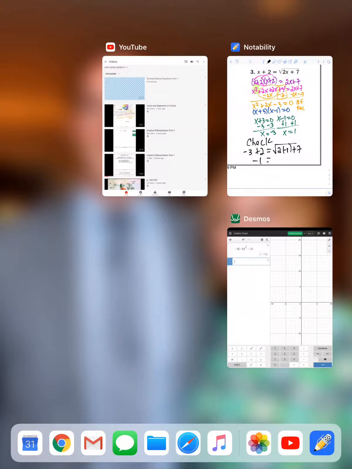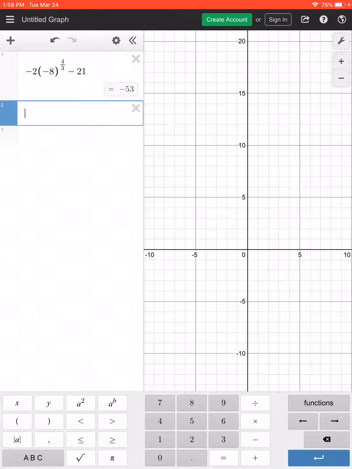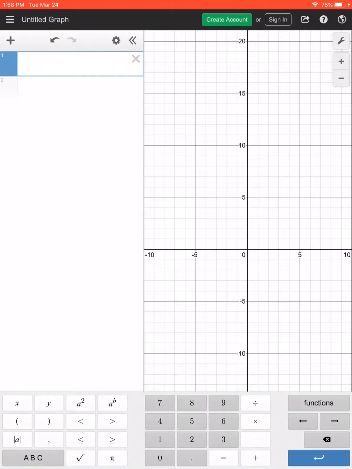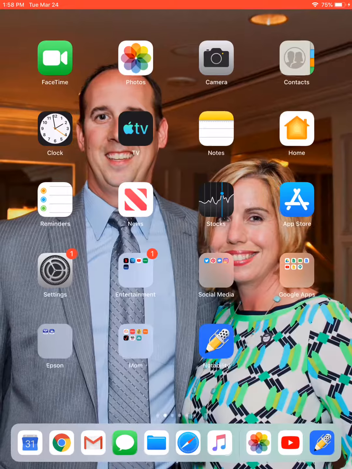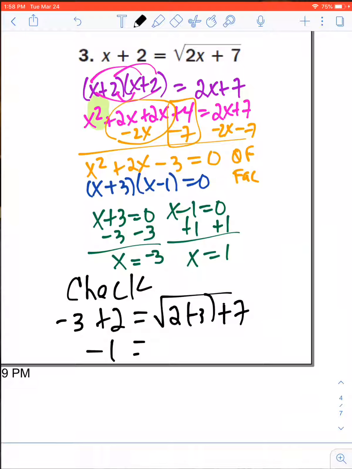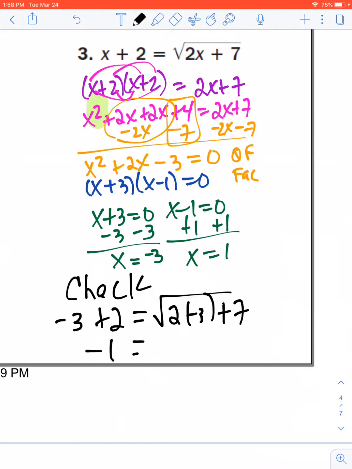2 times -3 plus 7. All right, so let's check it. All right, so I'm going to hit the square root of 2 times -3 plus 7. Uh-oh, we get a positive 1. You guys, those don't equal. So that means x equals -3 is an extraneous solution and doesn't work.